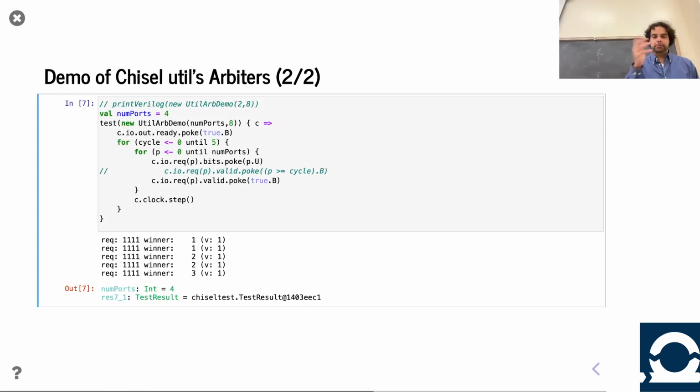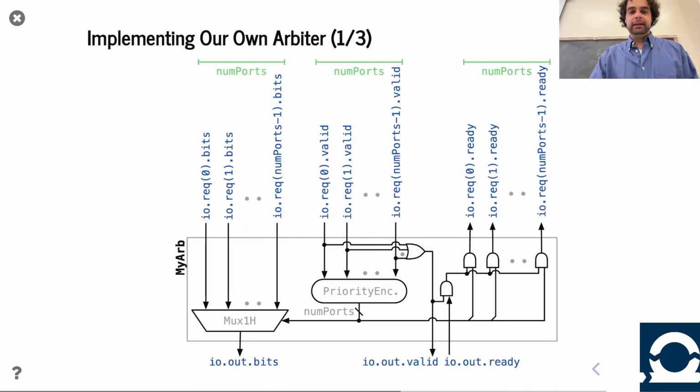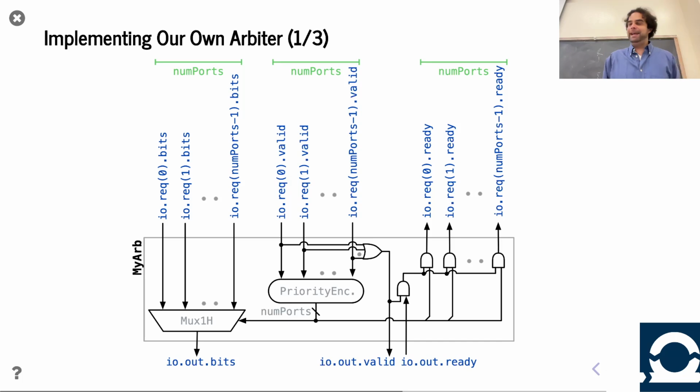Cool. So we demonstrated this arbiter. We've seen how it behaves. So maybe out of curiosity, actually, no, we'll come back to this in a second. What if we built our own? Right? And so this diagram's a little confusing, but let's kind of talk our way through it.